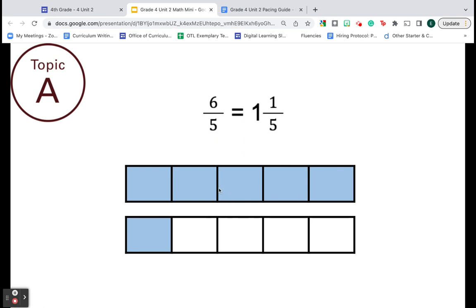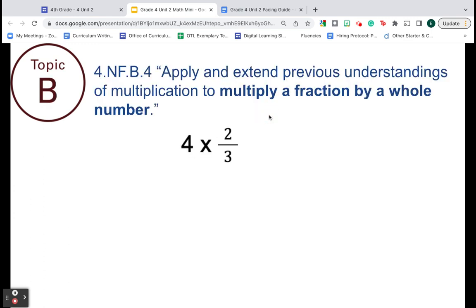These models are also helpful in thinking about equivalence. Rather than saying 5 times 1 plus 1 is 6/5, I can look at it and see there are literally 6 1/5 pieces in 1 1/5.